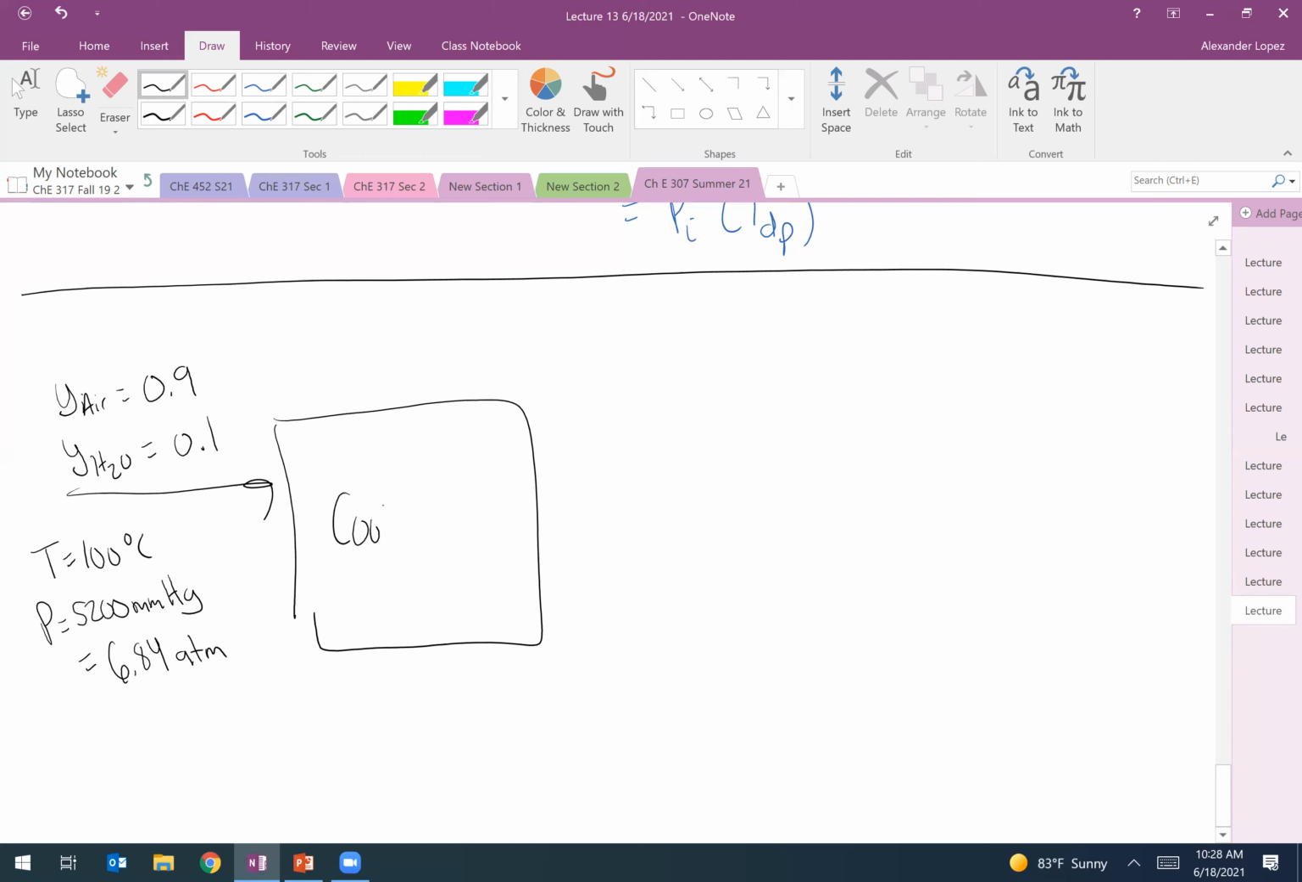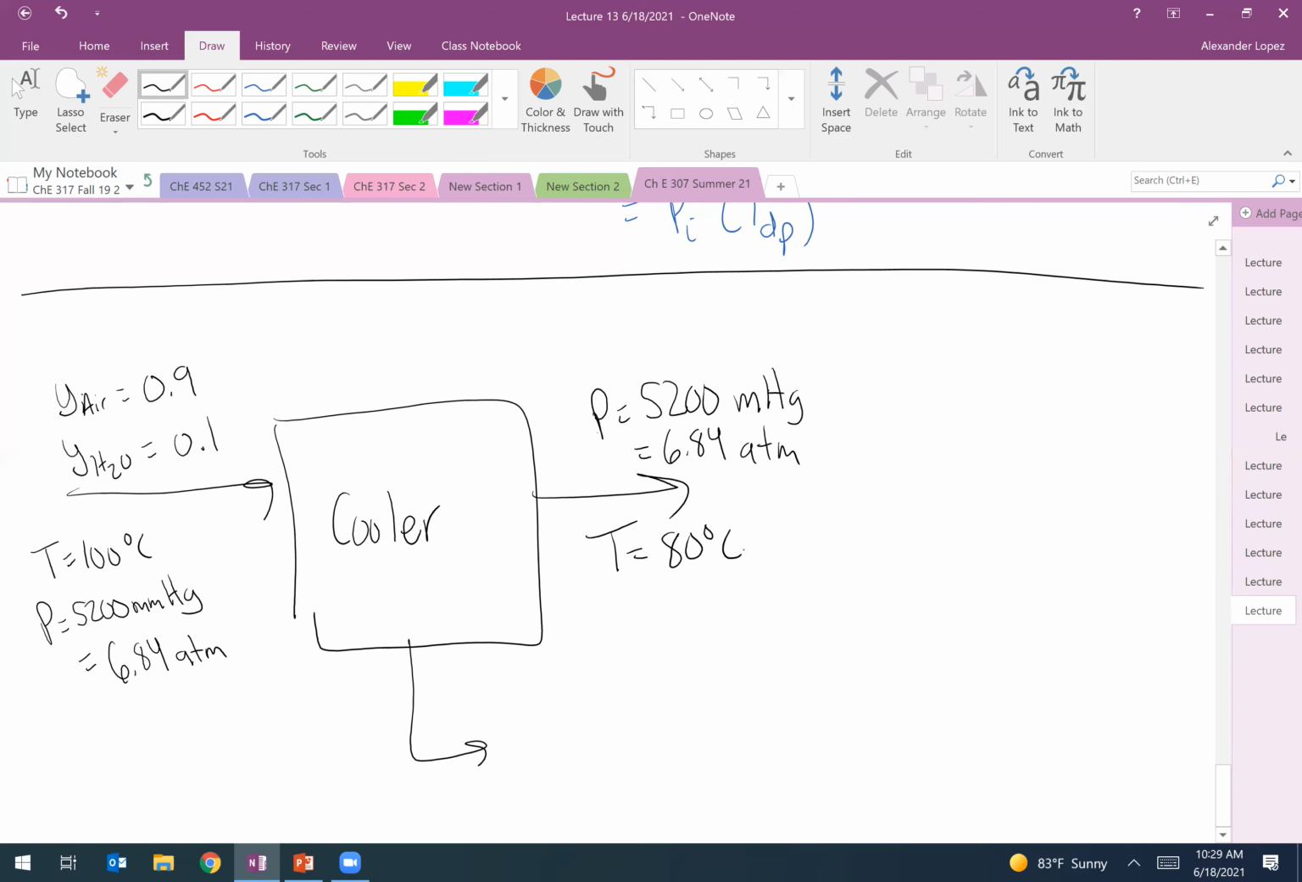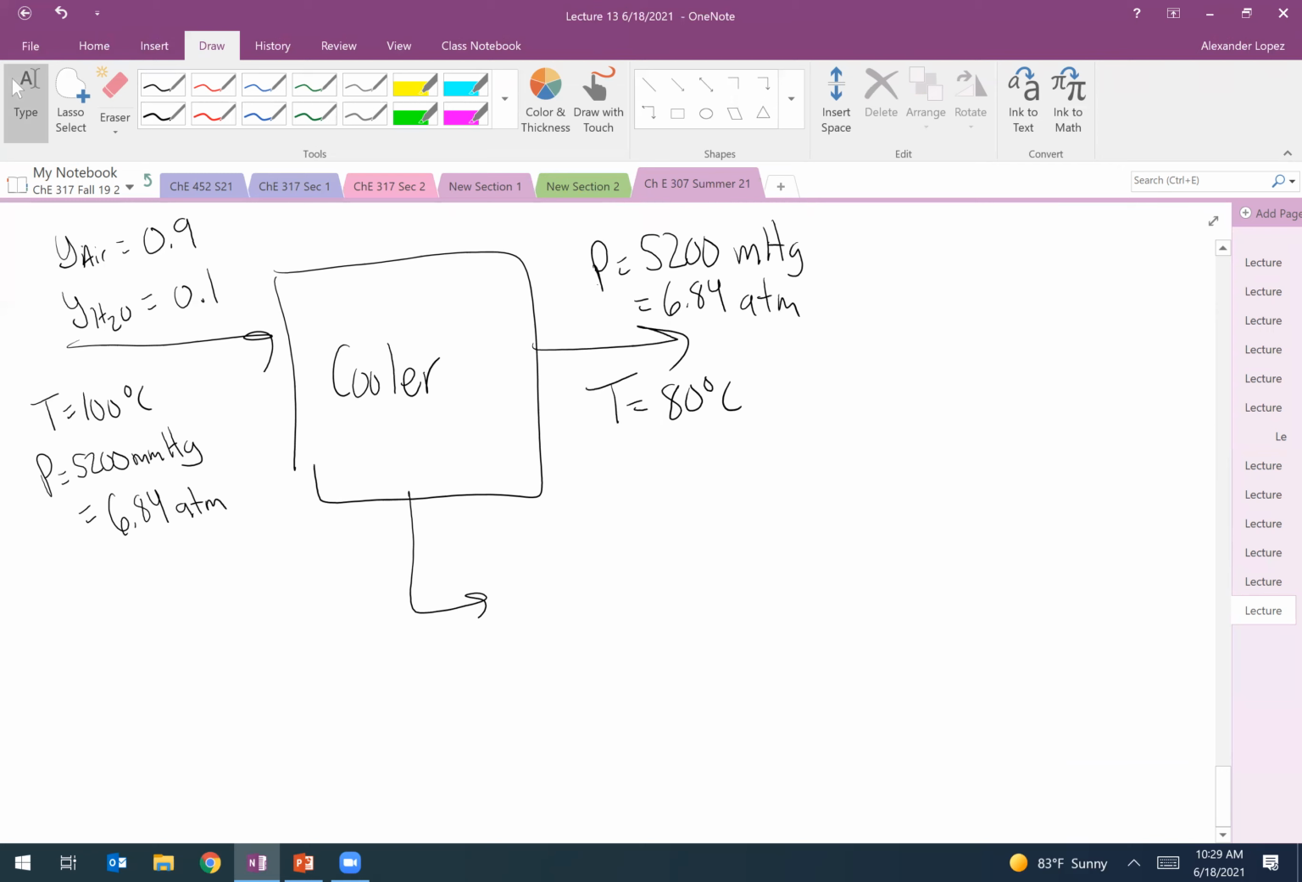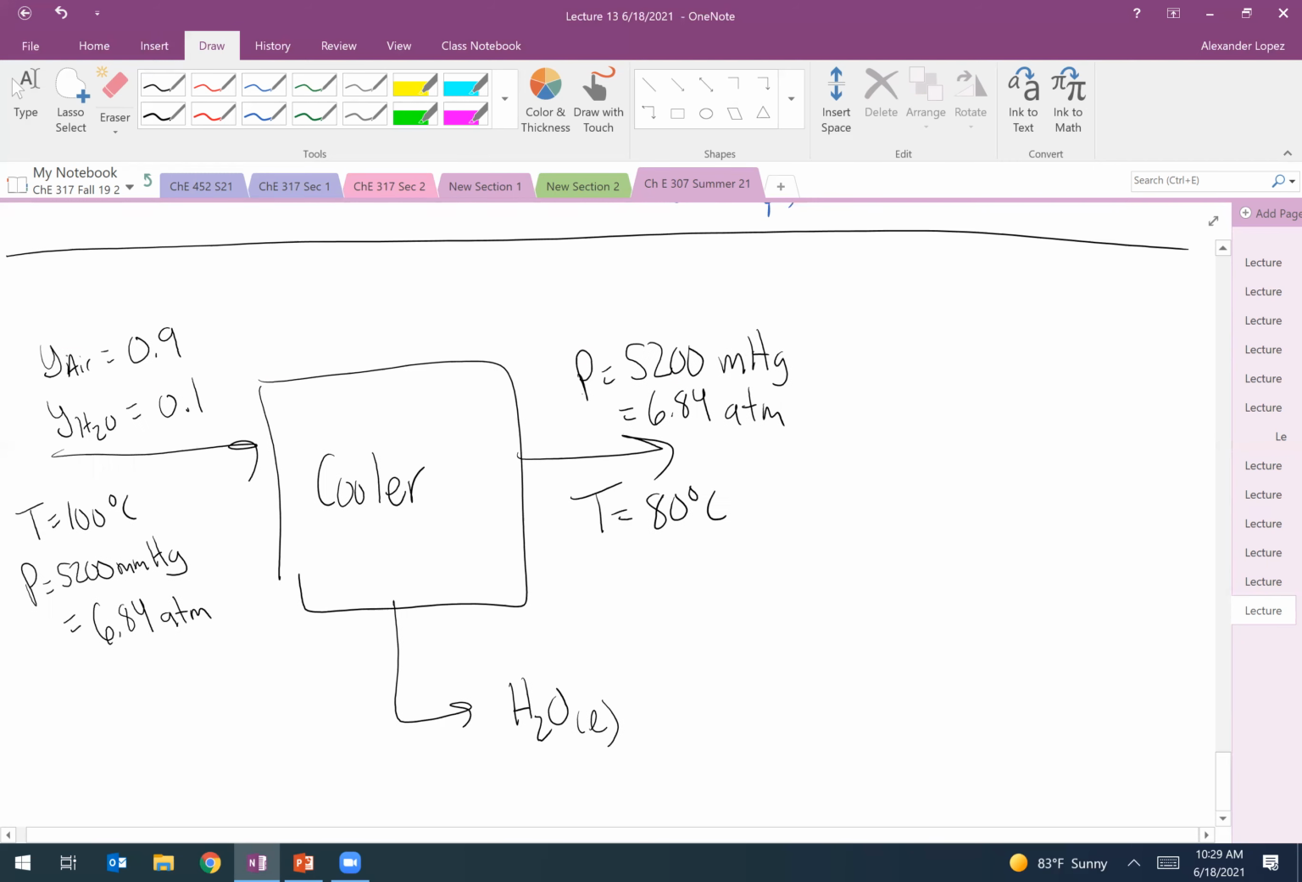And I'm going to visualize this as going through a cooler. You really technically don't have to, but I'm going to. So I'm going to say the pressure doesn't change, but the temperature will, right? We're cooling it a little bit. And we're saying at some point we're going to have some liquid form. So off of that cooler, I could expect some amount of liquid water. And I want to know what is the mole fraction of air and water now leaving that system.